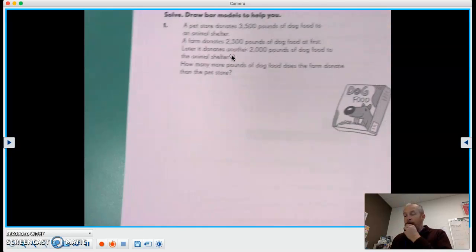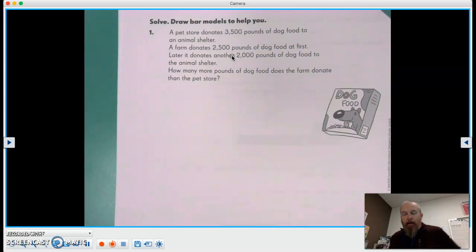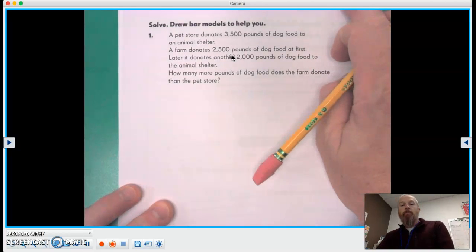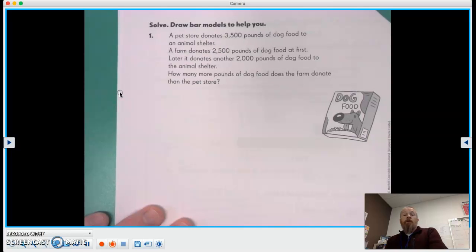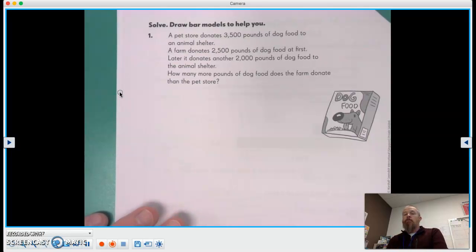And here we go with problem 1. It says solve, draw bar models to help you. A pet store donates 3,500 pounds of dog food to an animal shelter. A farm donates 2,500 pounds of dog food at first. Later, it donates another 2,000 pounds of dog food to the animal shelter. The question is, how many more pounds of dog food does the farm donate than the pet store?